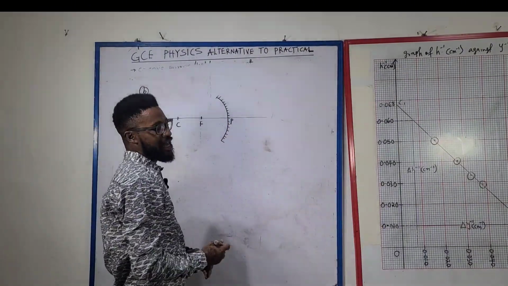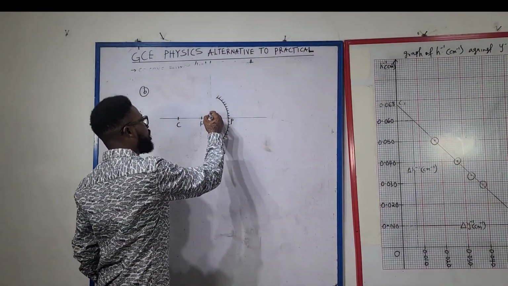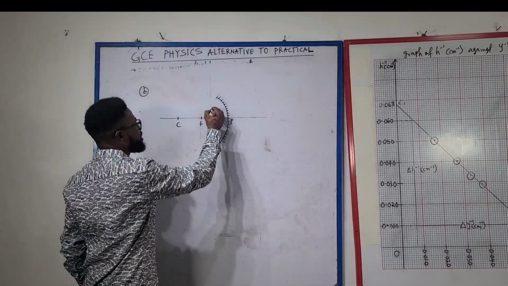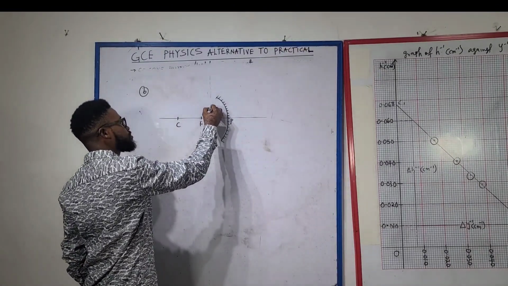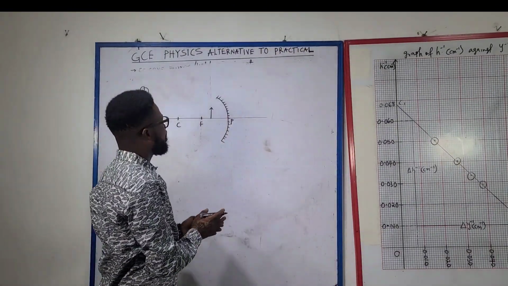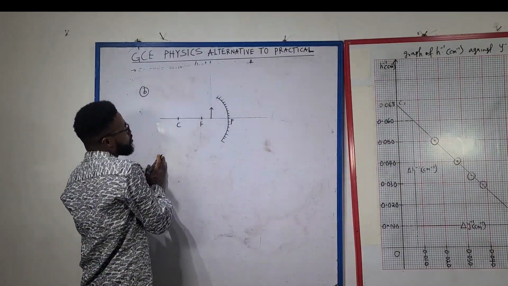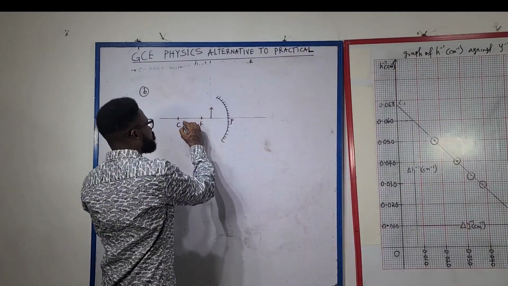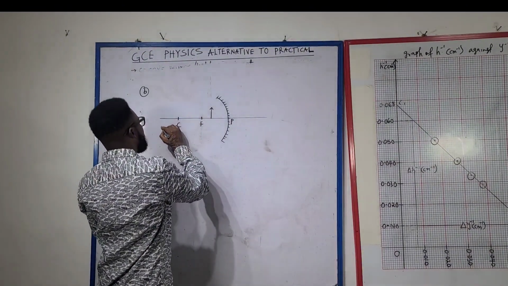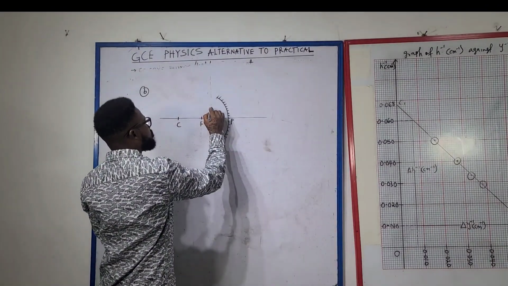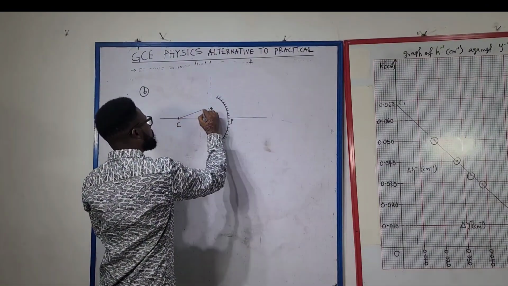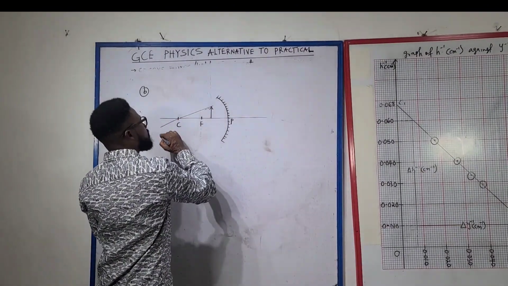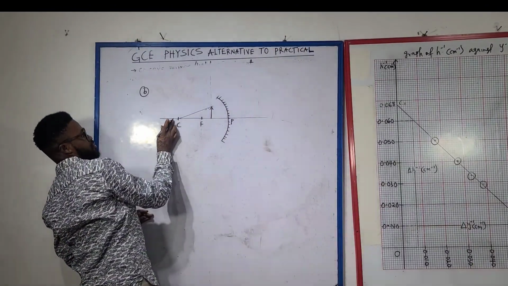So for me to get an enlarged, magnified image that is erect for a concave mirror, it is when I place my object in between the focal length and the principal axis. Let me quickly show you that. Let me extend this. Does it look straight enough?